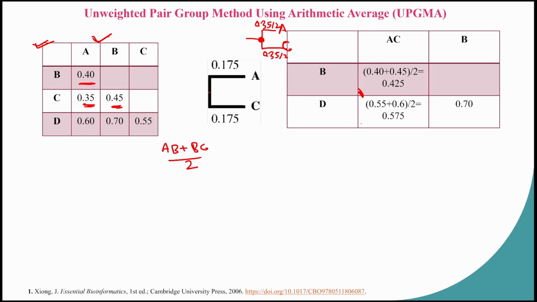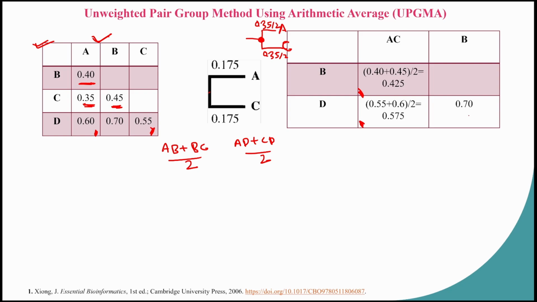In the case of this particular cell, since it's AC versus D, you have to calculate basically AD plus CD divided by 2. So AD was 0.60 and then CD was 0.55. So 0.55 plus 0.6 divided by 2, the total number of individual constituents here. So that will be 0.575, right? And then B versus D, again, it stays the same as earlier, right?